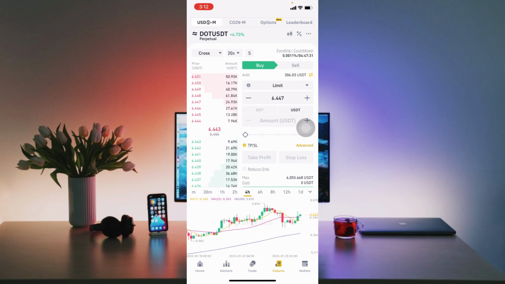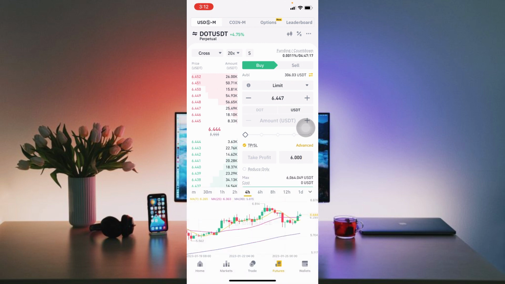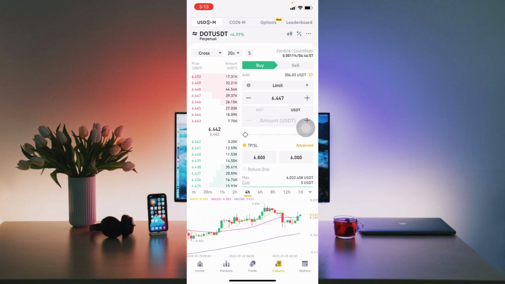Okay, so let's check. Let's say our stop loss will be around 600. So let's make our stop loss 600 here. Then our take profit will be around 6,500, okay, or 6,800. Let's make it 6,800 because it can rise to 6,800 here. Okay, now you click on done. The next thing that you want to do is change the limit to market.